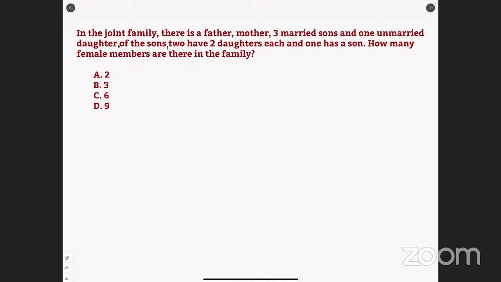Okay, this is interesting. Let us write it down. Father and mother. Okay, so they have 3 married sons. So let's call them X, Y, and Z. Okay, so their wives would be X1, Y1, and Z1.